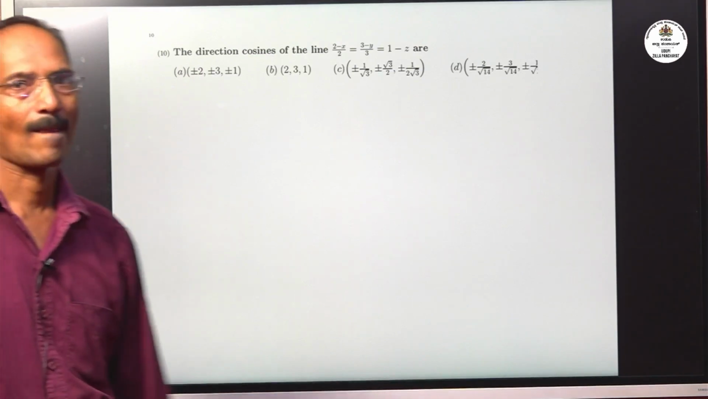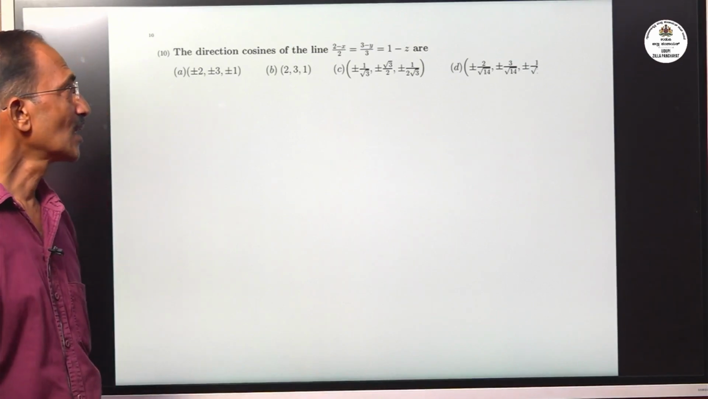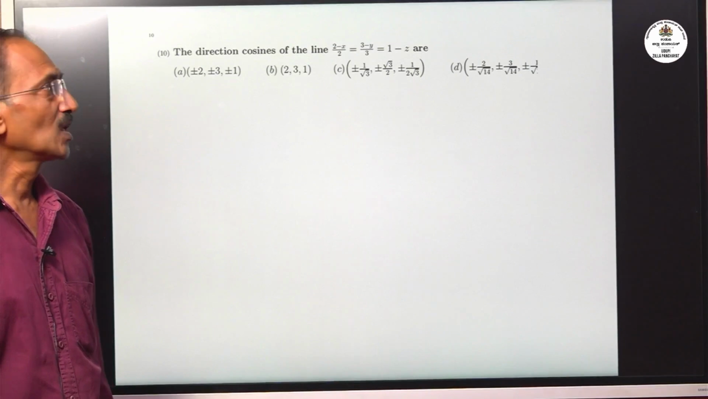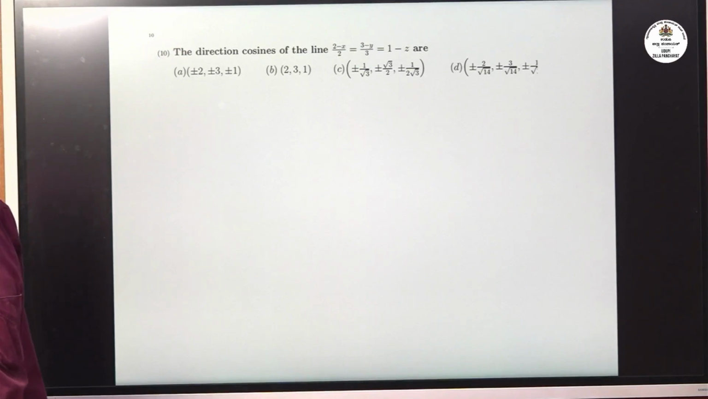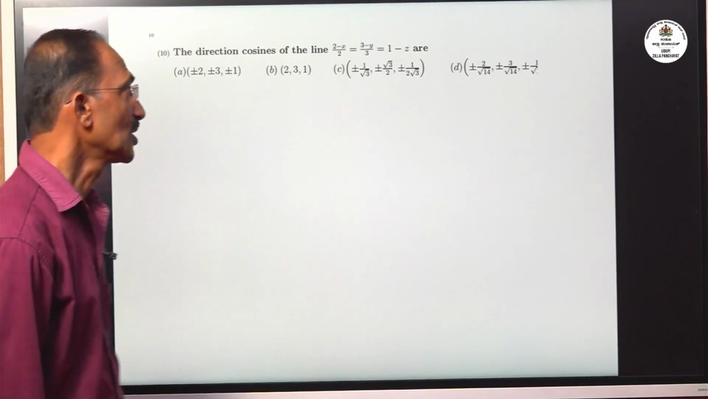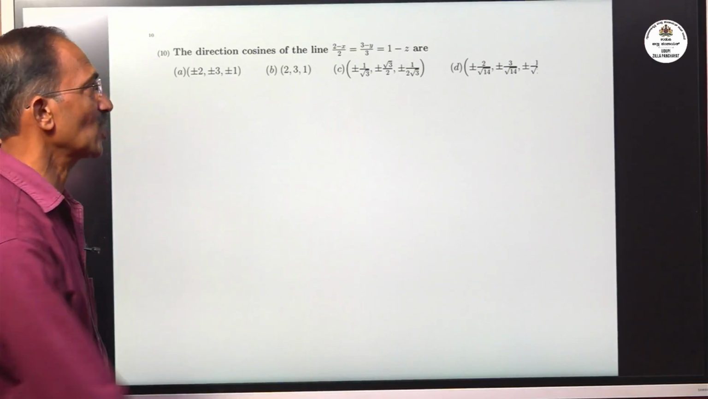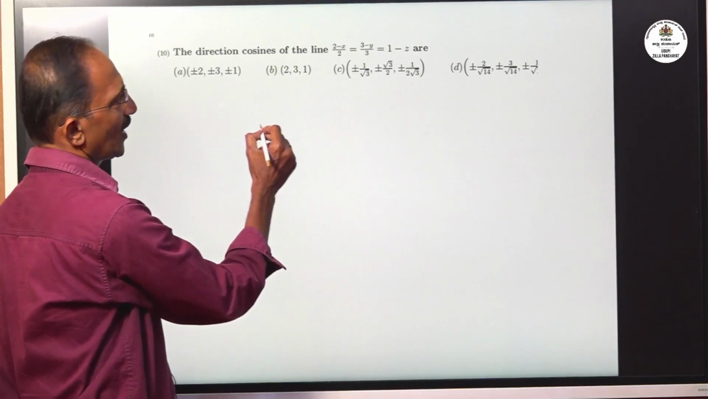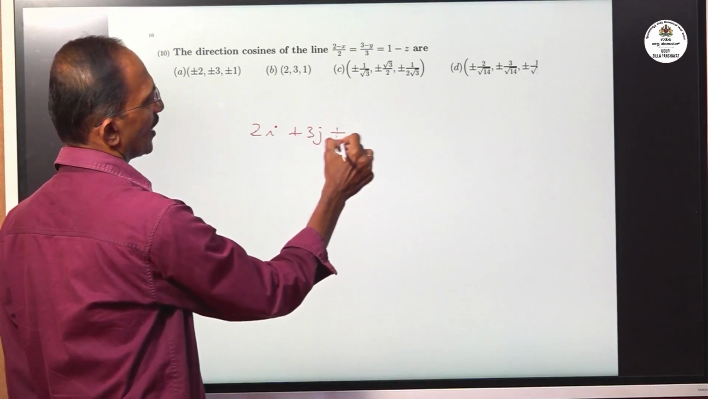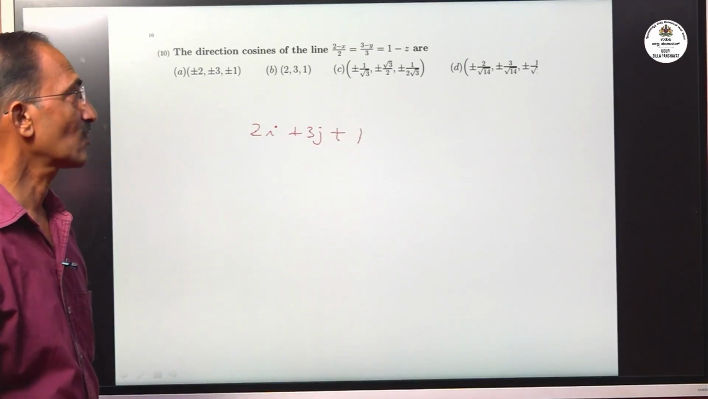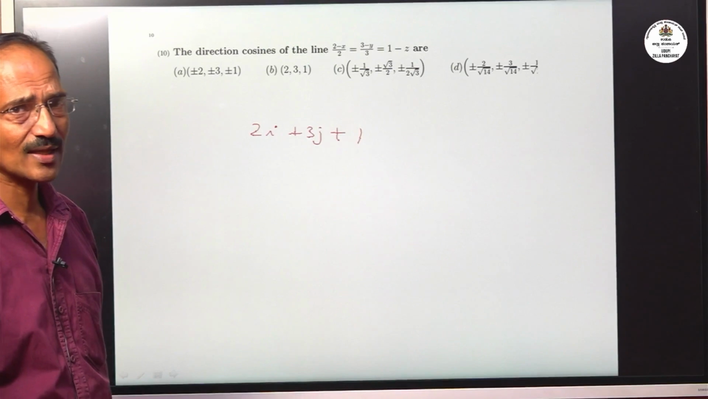So question number 10. The direction cosines of the line (2 minus x) by 2 equals (3 minus y) by 3 equals 1 by z are. The direction cosines of the line are nothing but the direction cosines of the vector which is parallel to the line. So what is the vector parallel to the line? That is 2i plus 3j plus k. So what are the direction cosines of this vector?